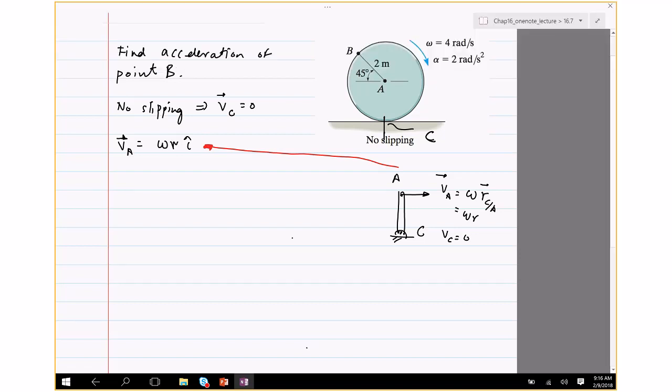The only reason we want to find velocity of A is because we can use that to find velocity of B. Velocity of A plus omega crossed with rB with respect to A.